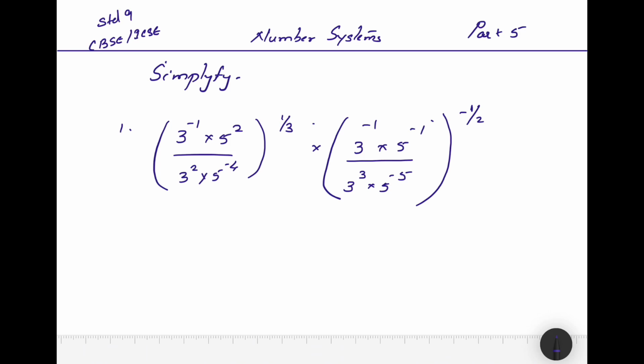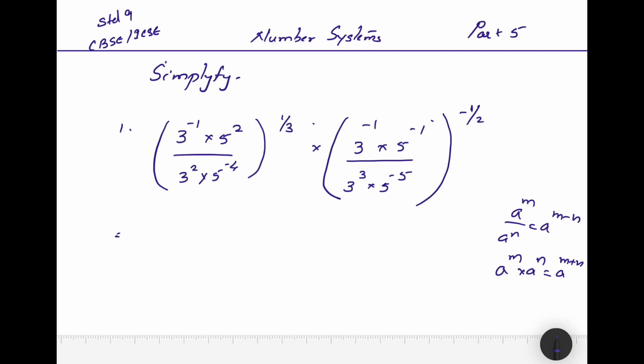Now if you see 3 to the power of minus 1 and 3 squared, numerator and denominator, we will bring them together, and similarly we will bring together the 5's, 5 to the power of 2 and 5 to the power of minus 4. So we are going to use a to the power of m by a to the power of n equal to a to the power of m minus n, and a to the power of m into a to the power of n is equal to a to the power of m plus n. So this is what we are going to use here.